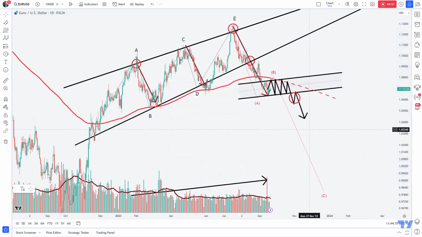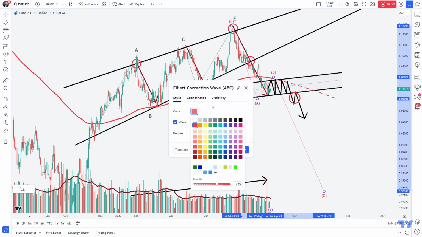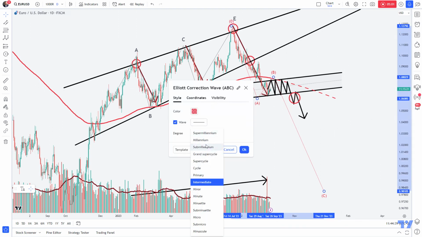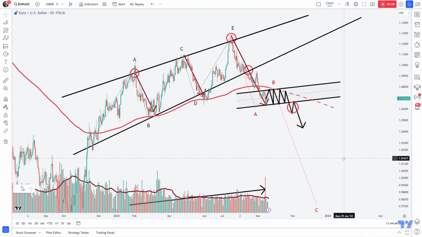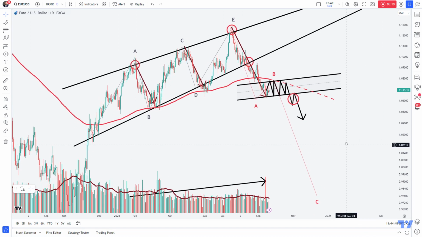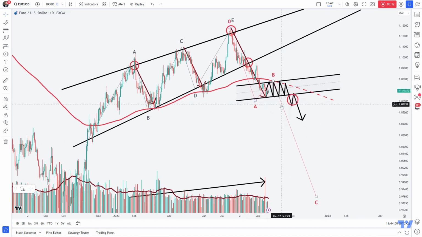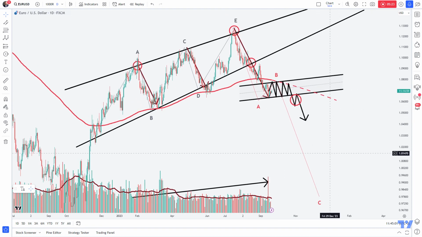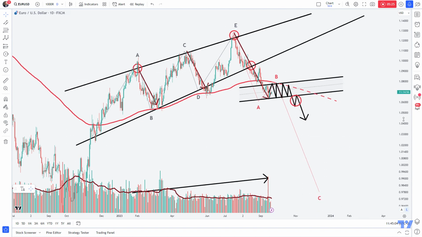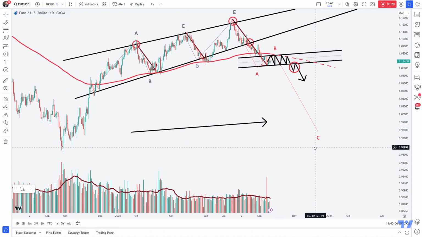This main wave C towards the downside, this bearish wave C towards the downside, is going to accelerate the bearish dynamics heavily, especially with the further increasing high inflation within the euro. This means that this is going to fuel this bearish wave towards the downside, especially as the gap between the inflation is increasing more and more.